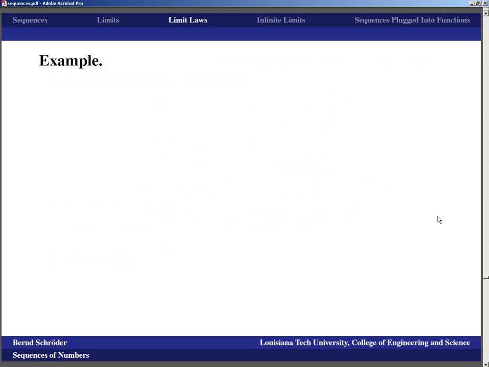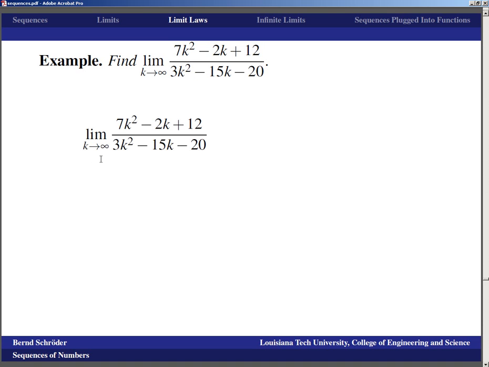Okay, so this is now something that we can use, and the typical trick to find the limit of such a rational quotient, if you will, is that we will always expand with 1 over k raised to the highest power in the denominator. So if we want to find the limit as k goes to infinity of 7k squared minus 2k plus 12 divided by 3k squared minus 15k minus 20, we realize that k squared is the highest power in the denominator, so we multiply numerator and denominator with 1 over k squared. That is because, well, this stuff goes to infinity and this stuff goes to infinity, and we don't know where infinity over infinity will go.